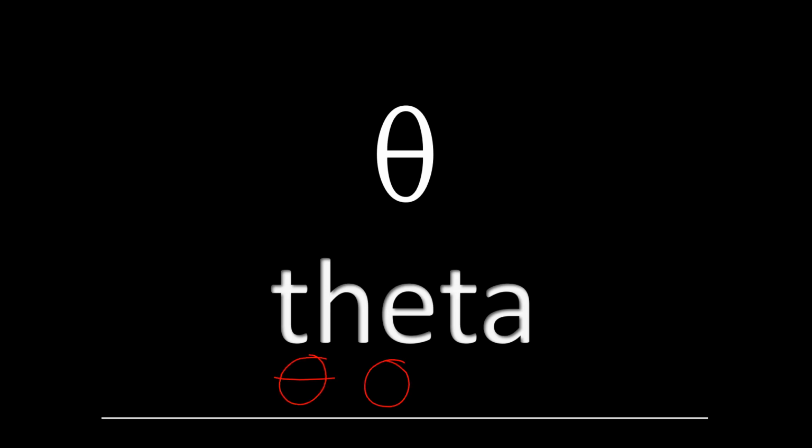Then comes theta. This makes a TH sound. It's a circle with a line going across. So we'll write it like this. This is the first letter in the word theos, for God. And then iota, the I sound as in I.